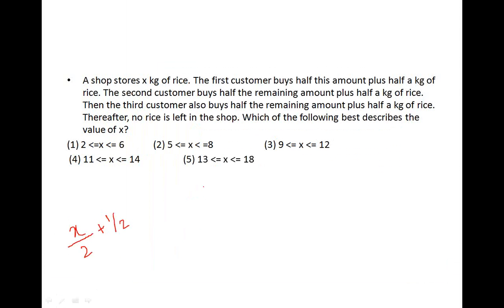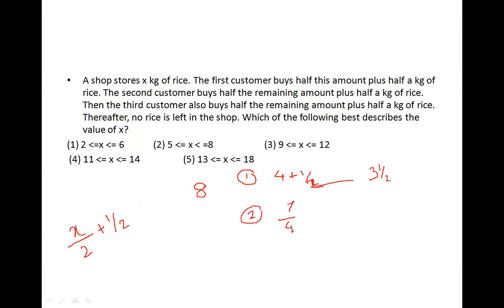Say we take 8 as X. That 8 kg of rice was there in the storage. So the first customer would buy 4 kg, half of X plus 1 by 2, right? So the remaining amount would be 3.5. That is the remaining amount. Now the second customer would buy half of whatever remains. So he will buy 7/4.